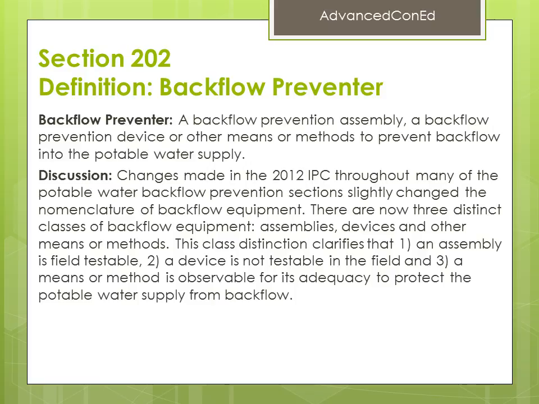Discussion. Changes made in the 2012 IPC throughout many of the potable water backflow prevention sections slightly changed the nomenclature of backflow equipment. There are now three distinct classes of backflow equipment: assemblies, devices, and other means or methods. This class distinction clarifies that: 1. An assembly is field testable, 2. A device is not testable in the field, and 3. A means or method is observable for its adequacy to protect the potable water supply from backflow.